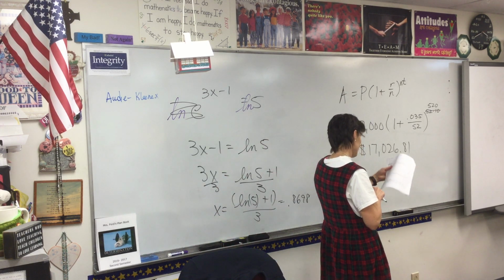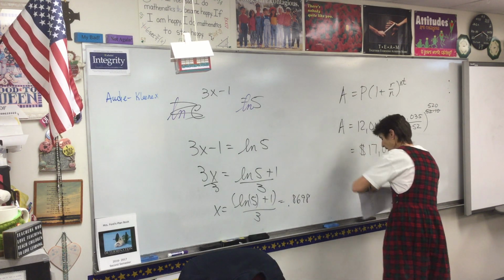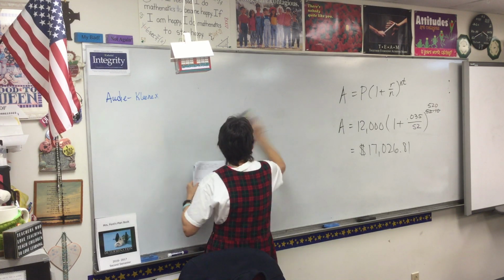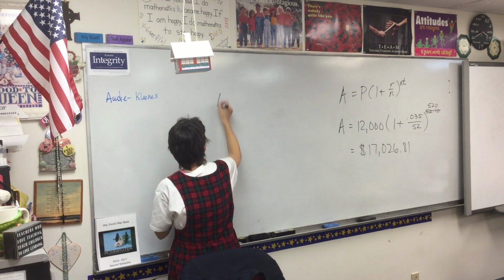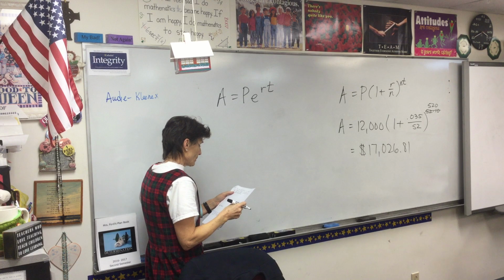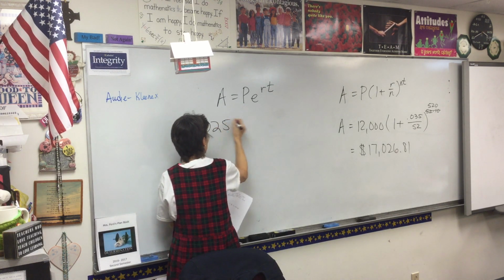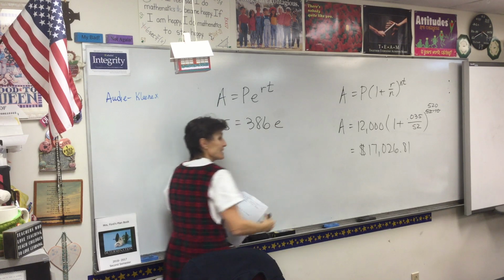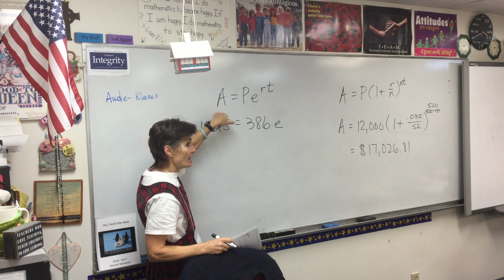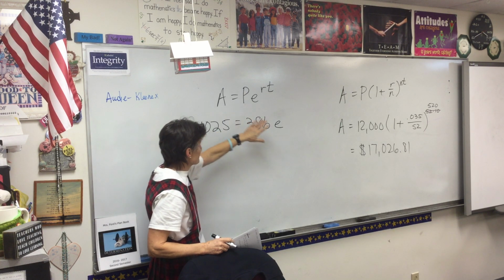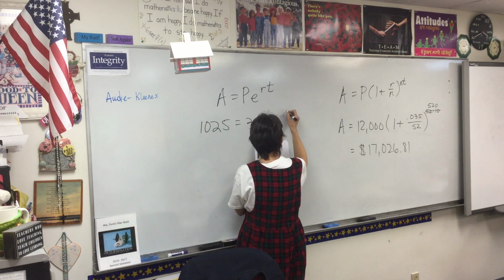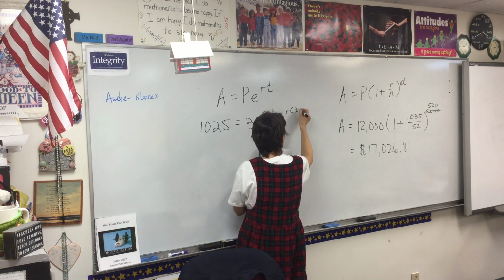All right, number 24. Find the growth constant for a strain of bacteria. This is going to be a PERT, right? And I know 386 grows into 1025. Let me say it again. This is the starting number. This is the ending number. So 386 is growing into 1025, and it is taking 3.8 hours.